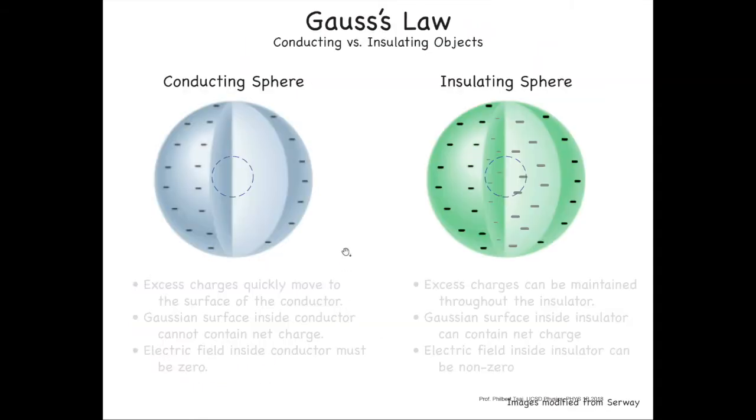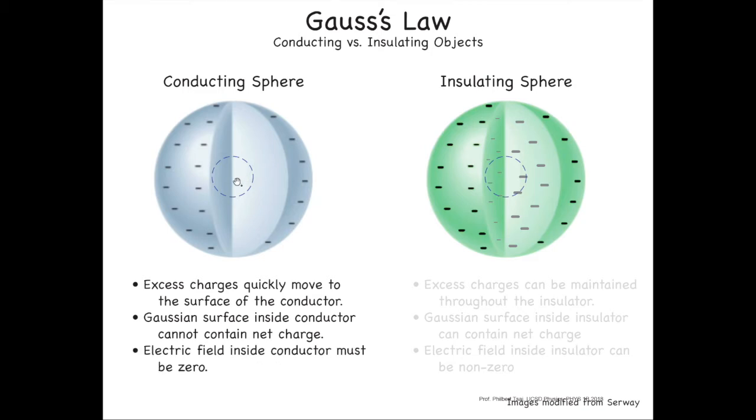So in summary, for a conducting sphere, all the excess charges that you place on it will quickly redistribute themselves so that they are all on the outer surface of the conductor. That allows you to put a Gaussian surface inside the conductor and have no charge be contained, which has to be the case because we know that there's no E field in here, which was our other result, right? That the E field inside a conductor has to be zero.